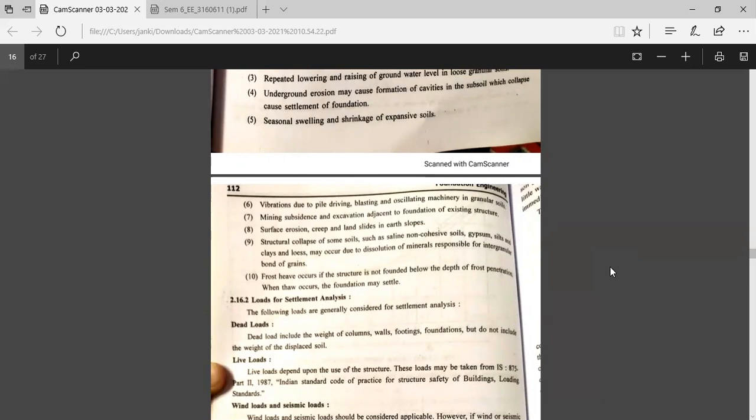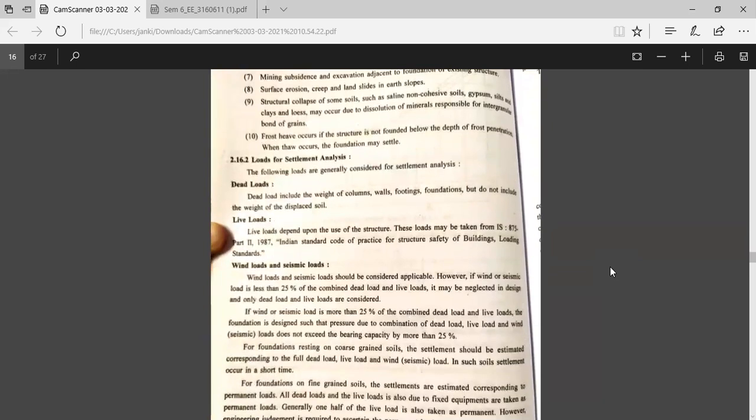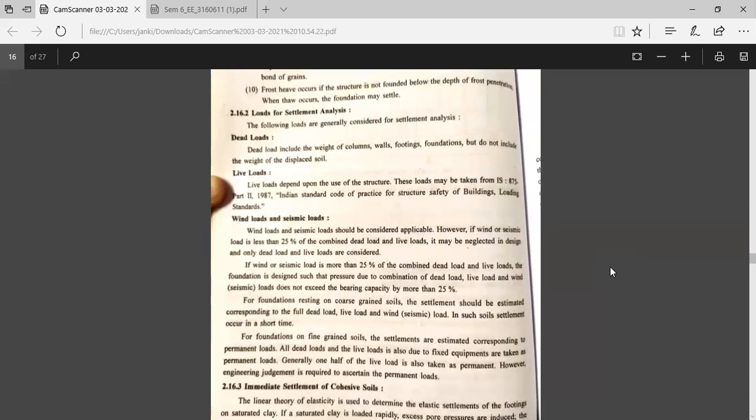Now the loads for the settlement analysis. These are the loads generally considered for settlement analysis. Dead load includes the weight of column, wall, footing, and foundation, but does not include the weight of displaced soil. Live loads mainly depend on the use of the structure. Those loads may be taken from IS 875 Part 2, 1987, the Indian Standard Code of Practice for Structural Safety of Buildings, Loading Standards.